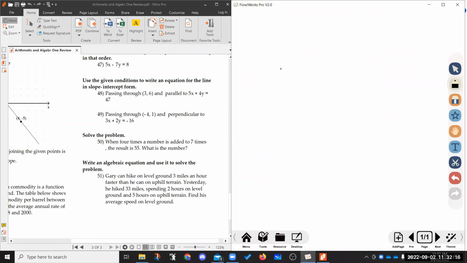When 4 times a number is added to 7 times, I assume that's the number. So 7 times the number. The result is 55. Sorry that it got cut off there. What is the number? So 4 times the number added to 7 times the number makes 11 times the number, and the number is going to be 5.